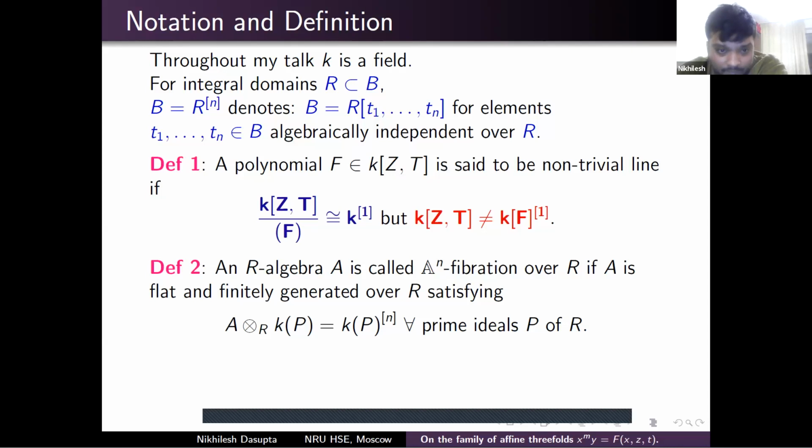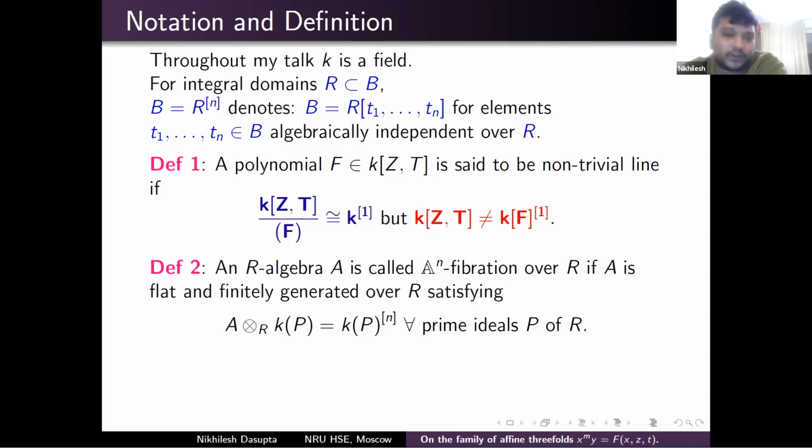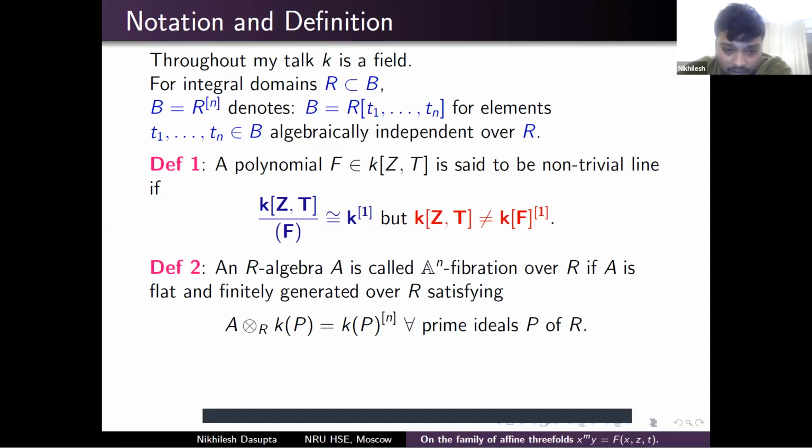It's a little bit technical, but the best examples of A^n-fibrations are polynomial algebras. You can see that if A is R^[n], these conditions will be satisfied. Polynomial algebras are a special type of A^n-fibration; we will say they are trivial A^n-fibrations. So it's like being very close to a polynomial algebra, but falling short in some sense: the condition of being a polynomial algebra holds over fibers only. When you tensor with K(p), only then is it a polynomial algebra over K(p).